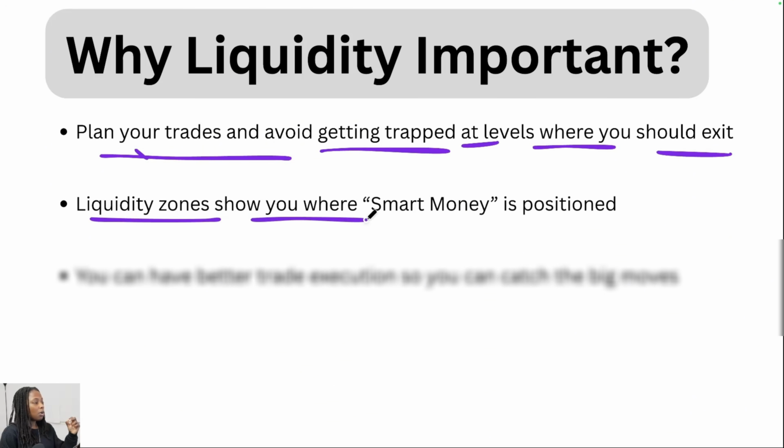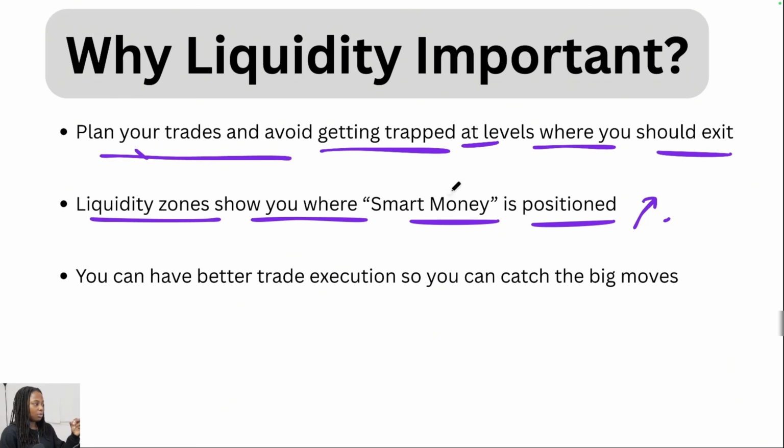So you want to understand liquidity to avoid those things. Liquidity zones are where smart money is positioned. If you're moving in the same direction as the big institutions, you've increased your odds of being successful. So you have better trade execution and you're now able to catch the big moves.